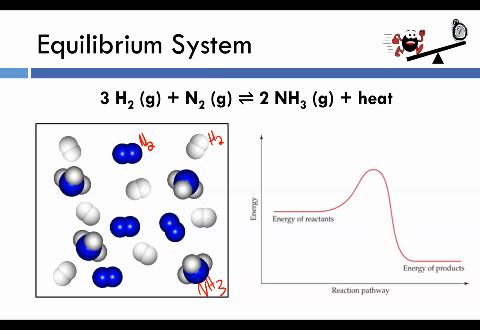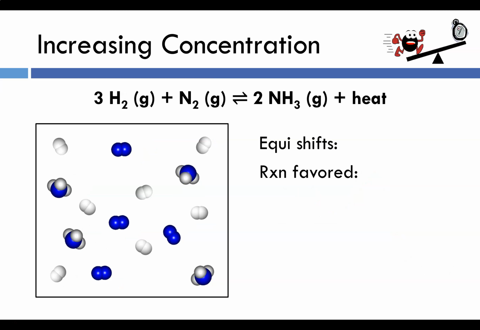We're going to look at a potential energy diagram for this system. Our reactants, hydrogen and nitrogen, have greater potential energy than our products. Okay. So let's talk about changes in concentration. And we've kind of already taken a look at this with the graph at the beginning of the presentation. If we add H2, so we've thrown more hydrogen in the system, how does the system respond?